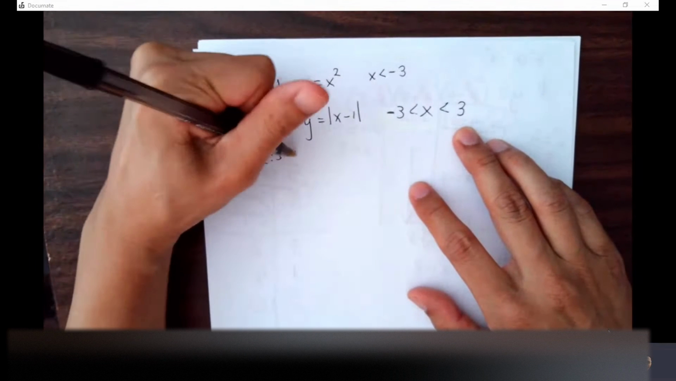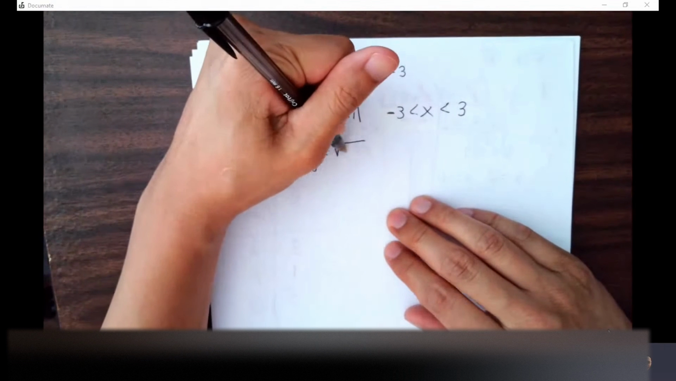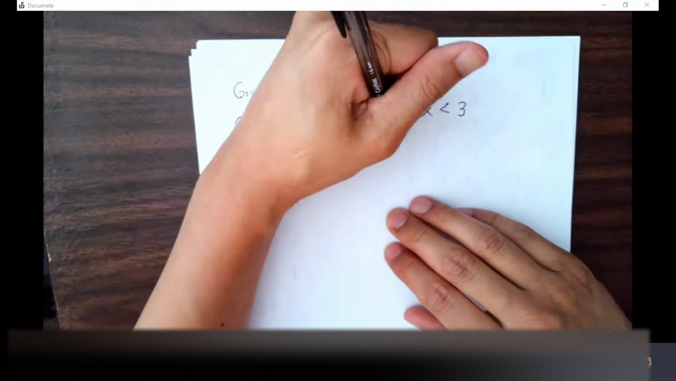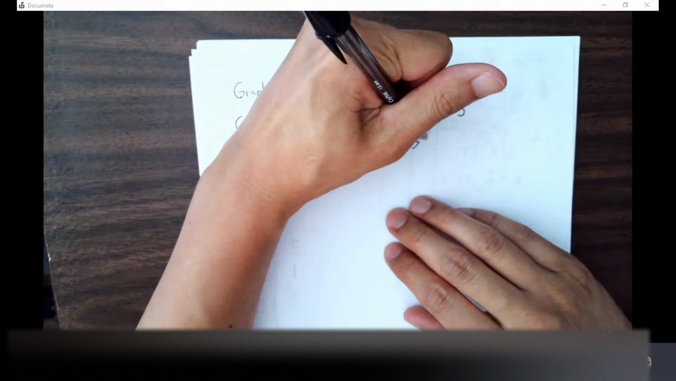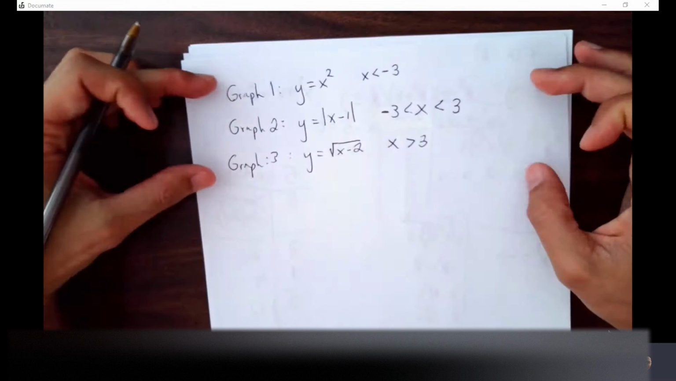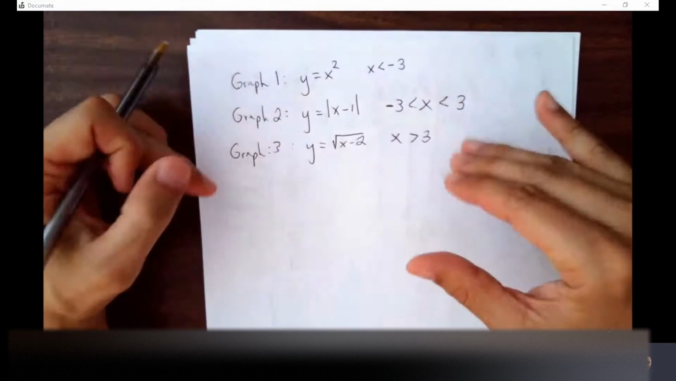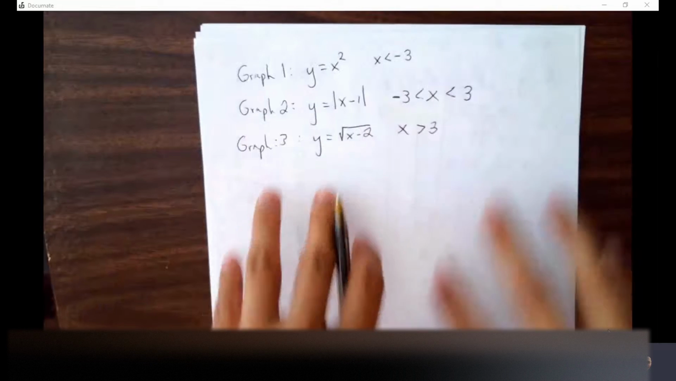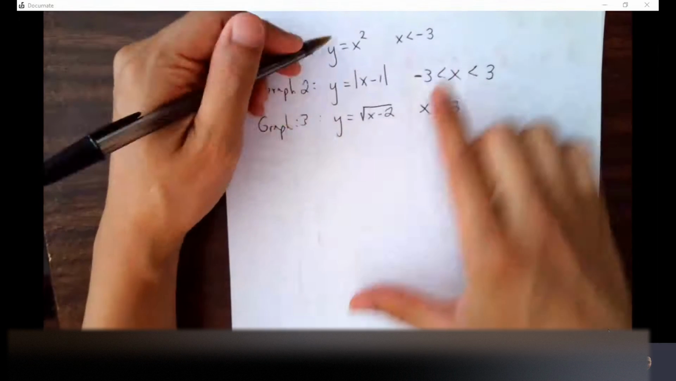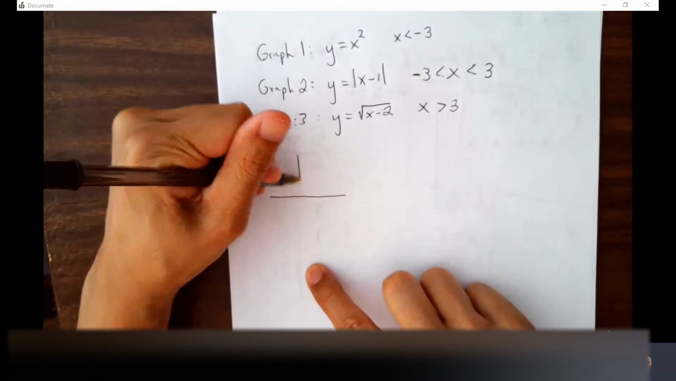Let's say graph 3 was y is equal to square root of x minus 2, but I'm only going to show this graph to the right of 3. Okay, so this is a condensed version of what you're doing here, but let's create these 3 graphs separately, and see how they merge, or how we can get them to show in the piecewise function.